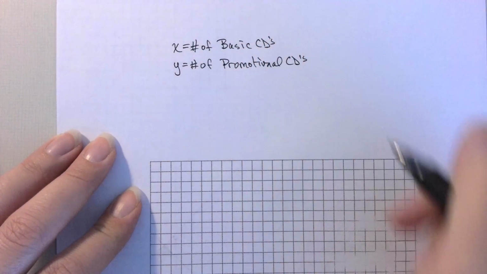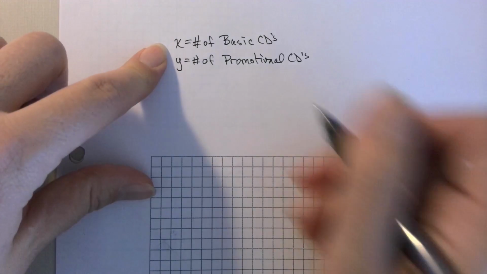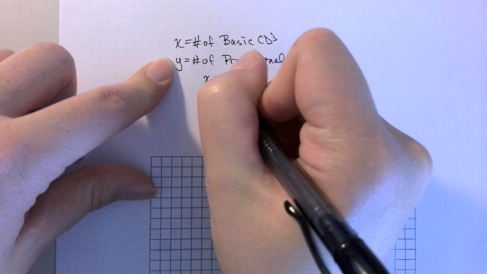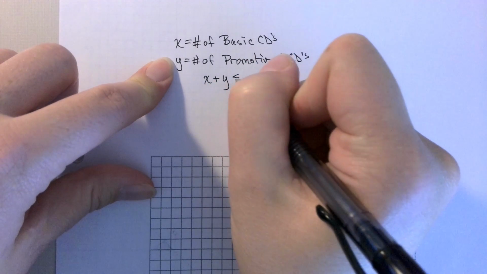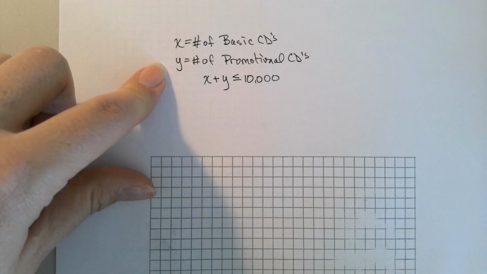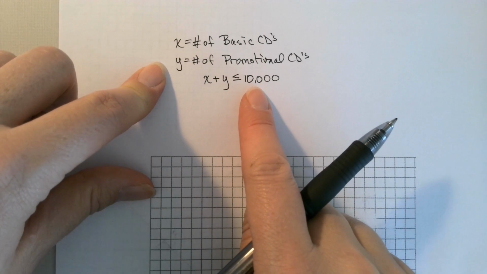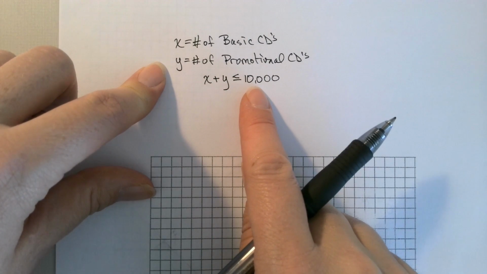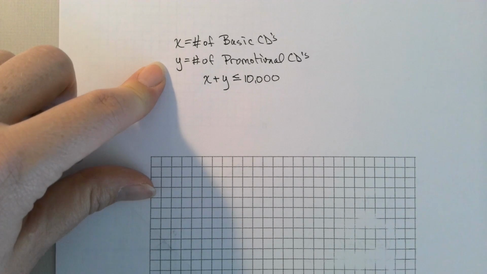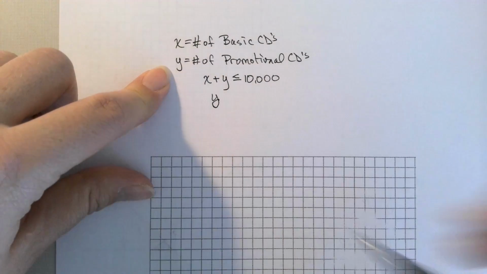All right, next idea. They said no more than 10,000 CDs, right? So all of the CDs that are basic plus all of the promotional CDs should be less than or equal to 10,000. So there's my first concept, so that I should have no problem with. The total of each adds up less than or equal to 10,000 CDs. But the next idea is a little different, so I'm going to reread it. It says the number of promotional CDs will be. That's equivalent to saying the number of promotional CDs is equal to. So I know I'm talking about y, and I'm going to compare it.